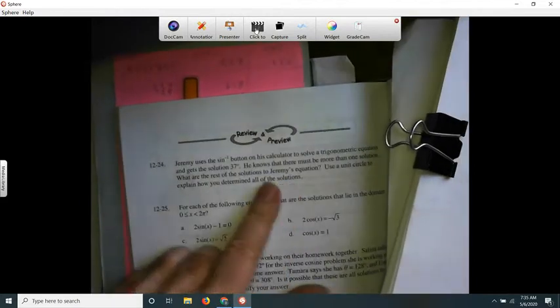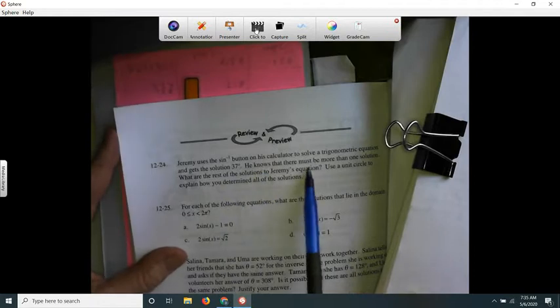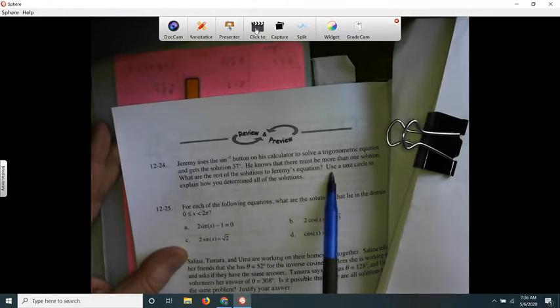Here's Integrated 3, problem number 12-24. It says Jeremy uses the inverse sine button on his calculator to solve a trig equation and gets 37 degrees. He knows that there must be more than one solution. What are the rest of the solutions to Jeremy's equation? Use a unit circle to explain how you determined all the solutions.